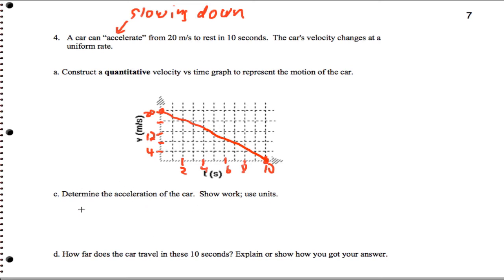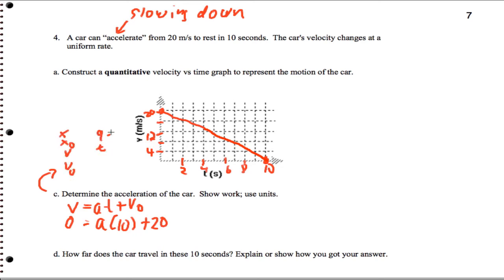There are two ways we could do this. We could do v equals at plus v naught. We could say, well, 0 equals a times 10 plus 20. And again, if I'm going to follow the recipe here, I've got x, x naught, v, v naught, a, and t. Don't know a, I know t is 10 seconds. X, I don't know. I know x naught is 0. V is going to be 0. V initial is going to be 20. We can plug that in there. And so what we end up getting is that a is negative 2 meters per second squared.